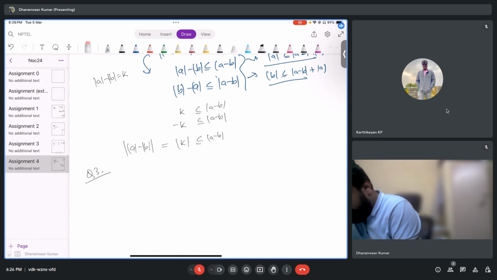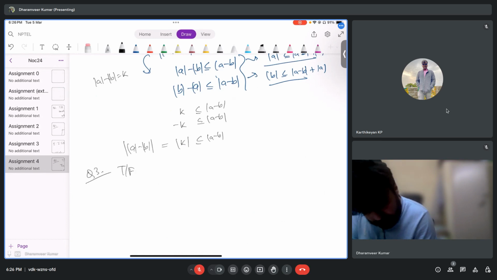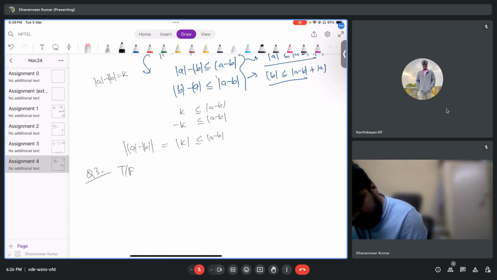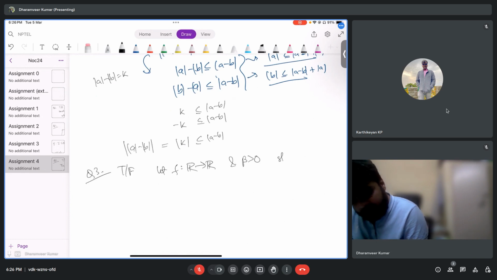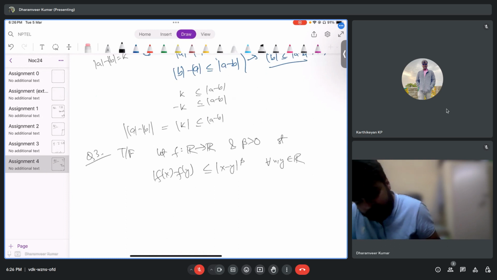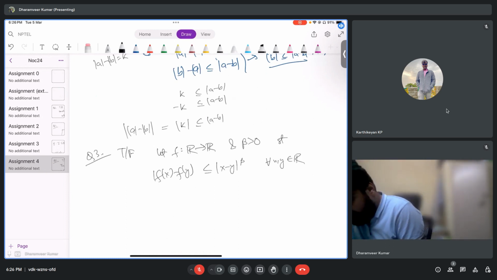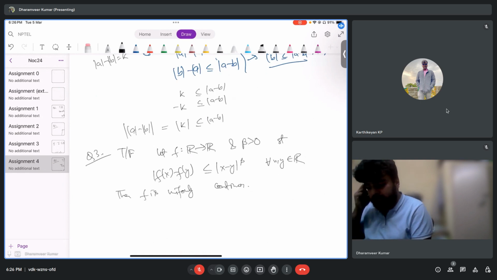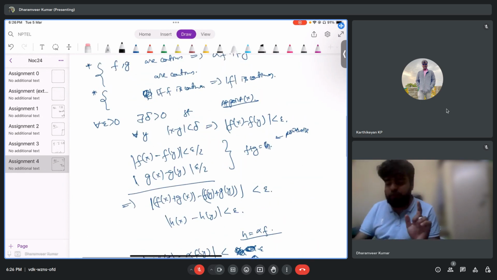Let's go to question 3. Then f is uniformly continuous. So if you look at the definition over here, and this is very important to understand what uniform continuity is.